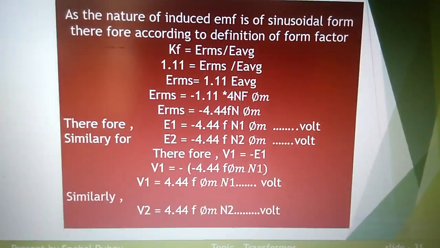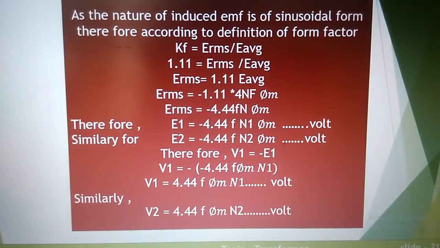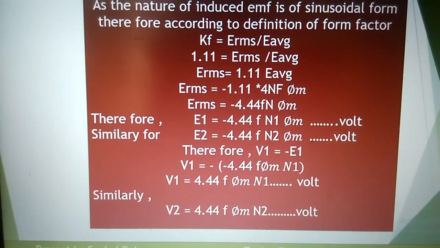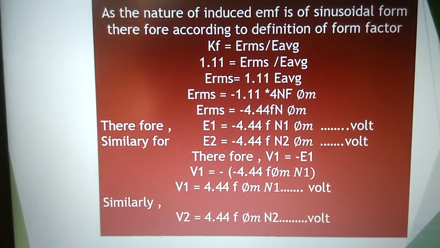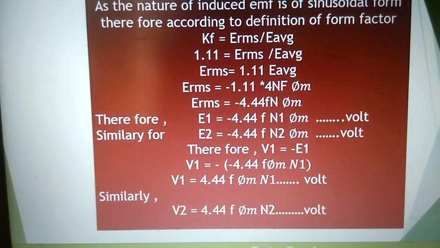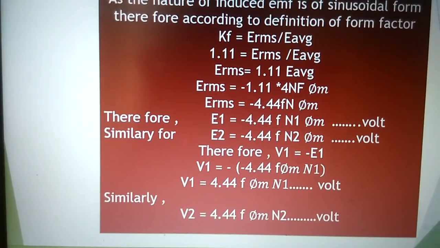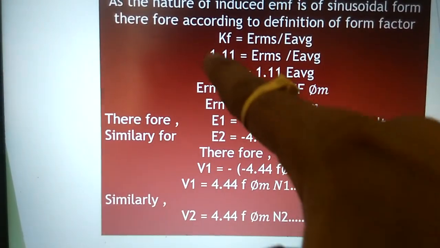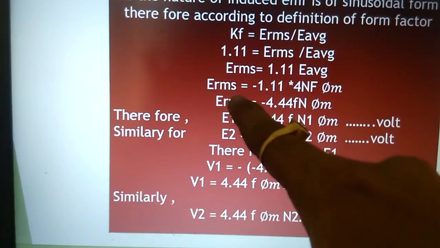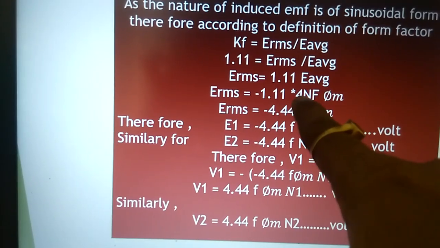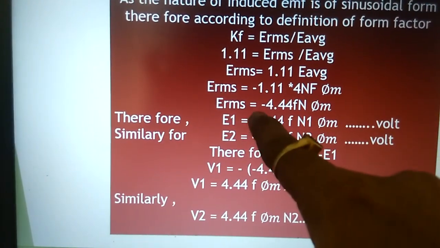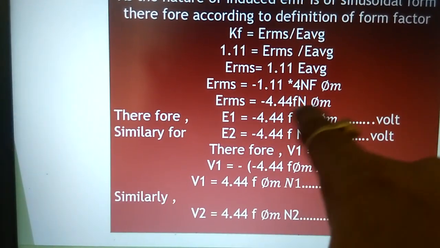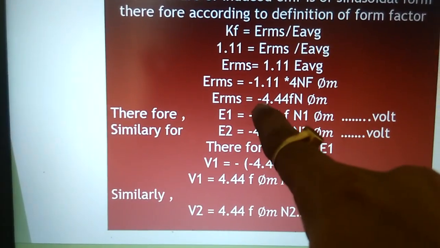As the nature of the induced EMF is sinusoidal, according to the definition of form factor, Kf is equal to ERMS upon E average, and the value of Kf for a sinusoidal wave is 1.11, so 1.11 is equal to ERMS upon E average. Therefore ERMS is equal to 1.11 into E average. That means we multiplied E average by 1.11. So ERMS is equal to minus 1.11 into 4 into N into f into phi m. So here ERMS is equal to minus 4.44 f into N into phi m. This is the required EMF equation of transformer with negative sign.